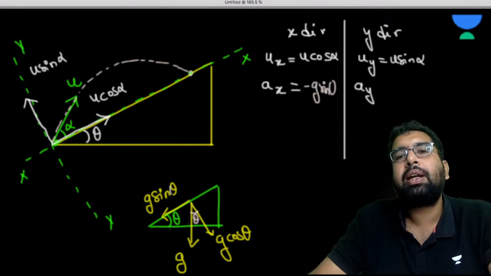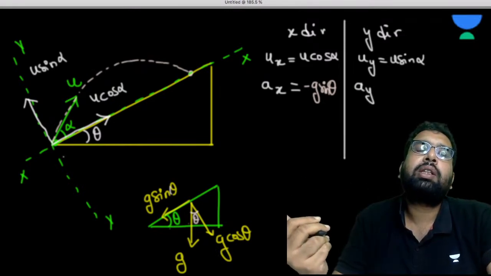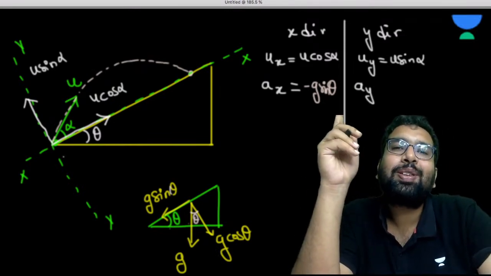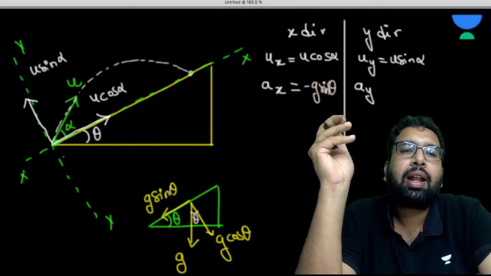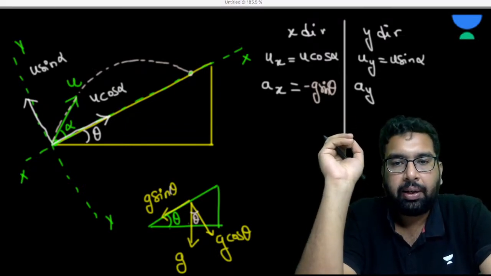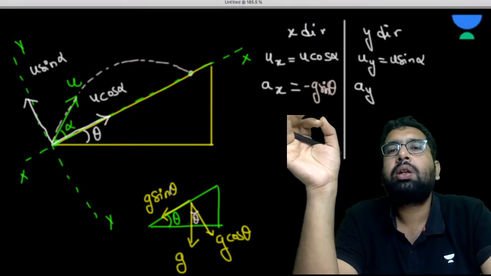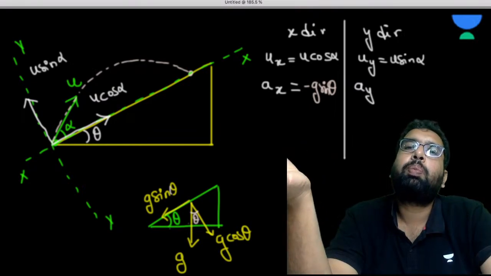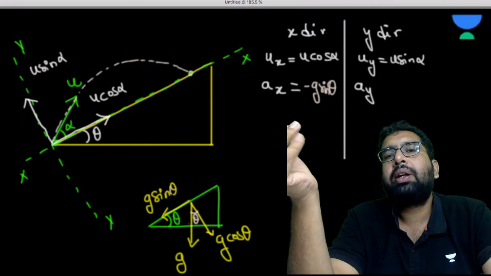Sir, how come you are taking it as minus? Because obviously this direction is the positive direction we consider. Now we have seen the sign convention also. The velocity also tells us the direction of motion, isn't it? So when something has a velocity along the positive x-axis, we consider it positive. When it has a velocity in the negative x-axis, we consider it negative.